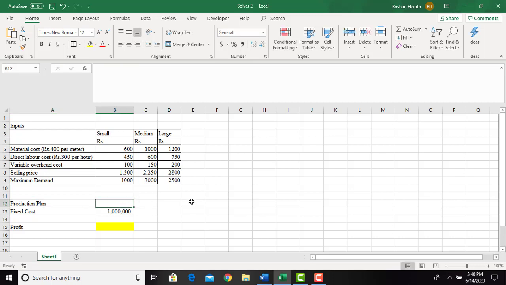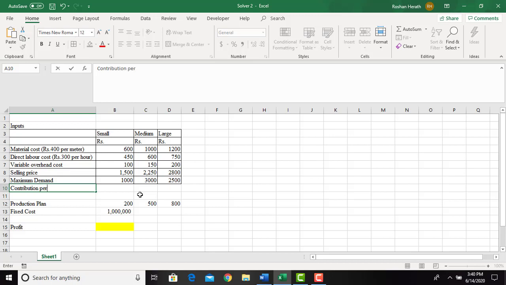At the moment, let me just assume a particular production plan. Initially you have to put some figures over there, maybe 200 units, 500 units, and 800 units or something. I may put them there. Then here also you can work out the contribution per unit. Per unit, you can work that out easily because you are given the selling price and the variable cost that it involves. Here we have the material cost, direct labor, and variable overhead. If you deduct these costs from the selling price, you would be getting the contribution per unit.